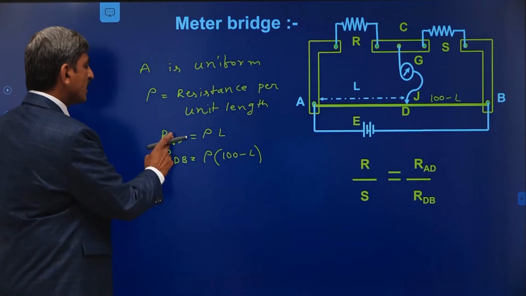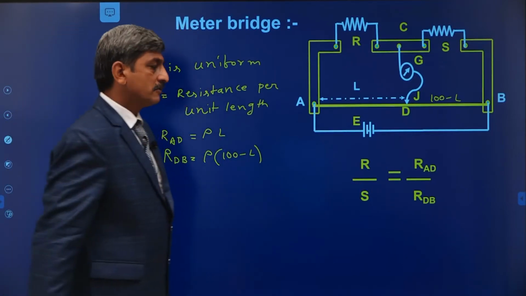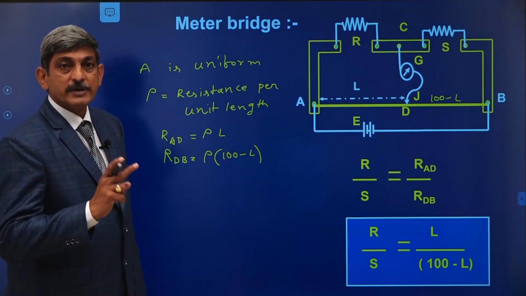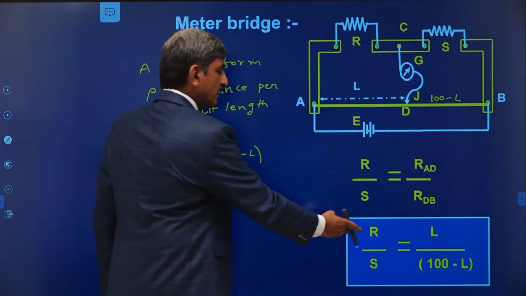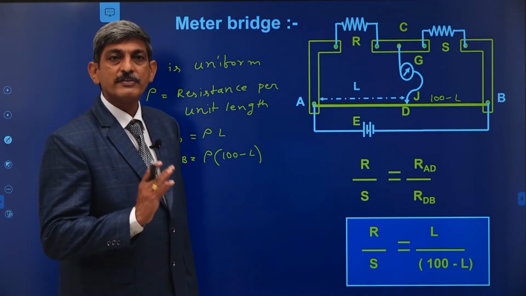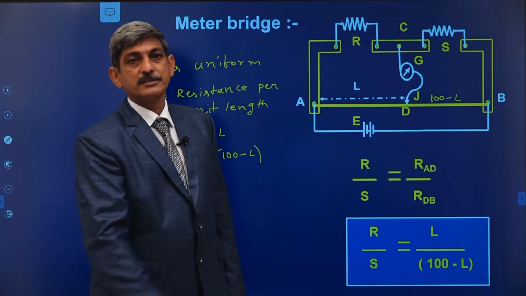By substituting this RAD value and RDB value in that equation, we have R by S is equal to L by 100 minus L. Generally, this equation is taken as the equation for solving the problems under the balancing conditions of the Meter bridge.